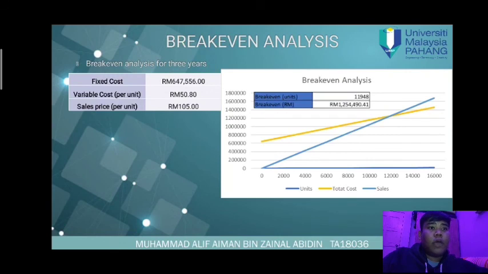This is the break-even analysis chart. For the fixed cost for 3 years, we get RM647,556, the variable cost is RM50.80, and sales per unit is RM105. On the right side is the profit, and the left side is the loss we get from the break-even analysis. The yellow line is total cost, and the blue line is units.